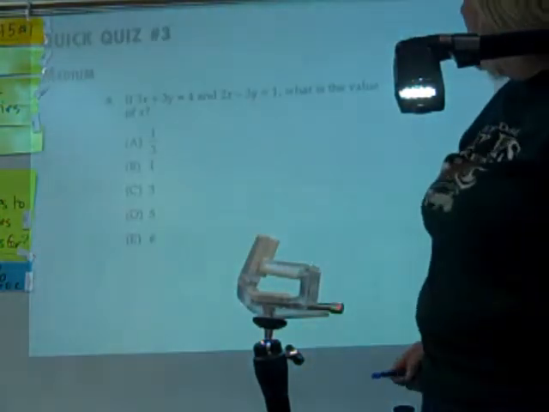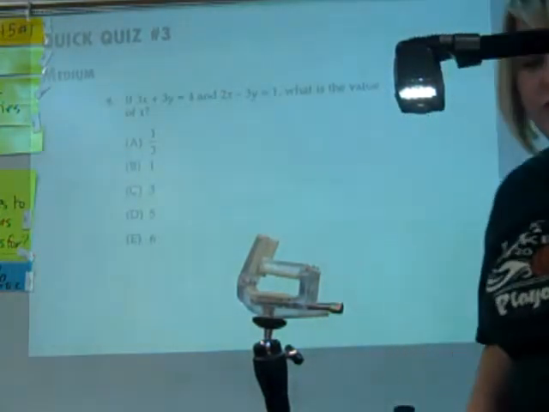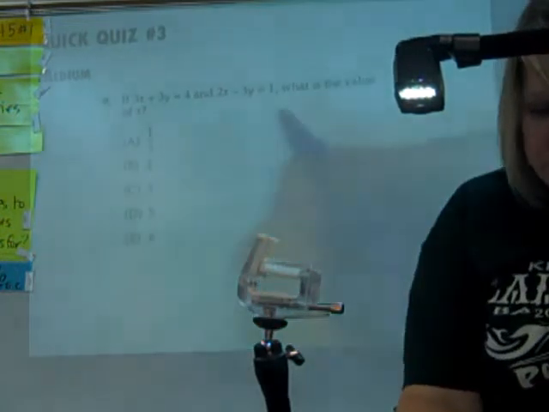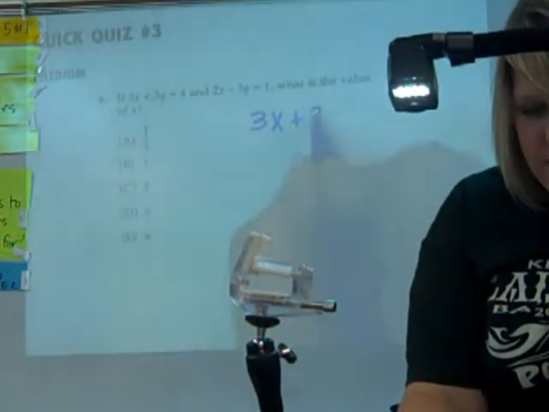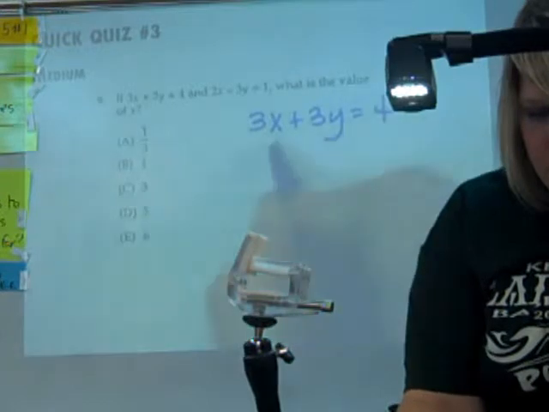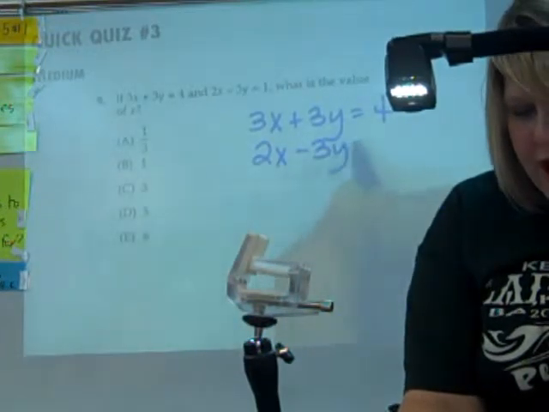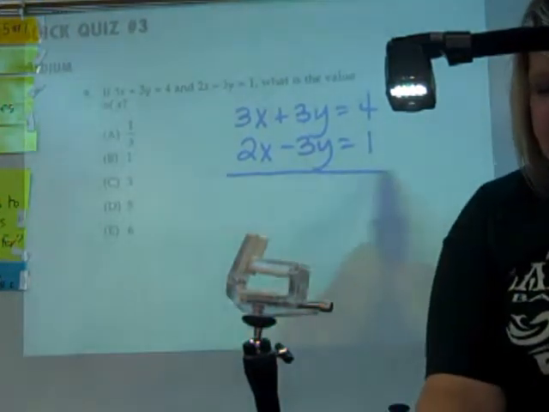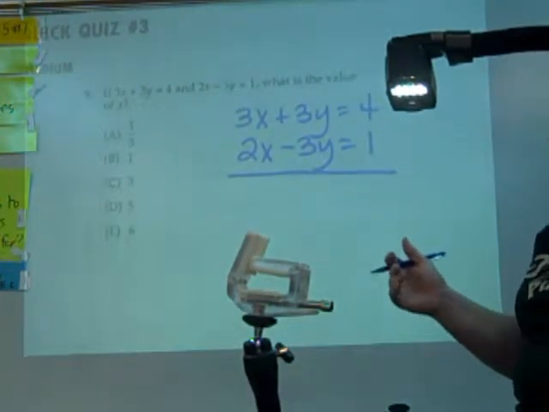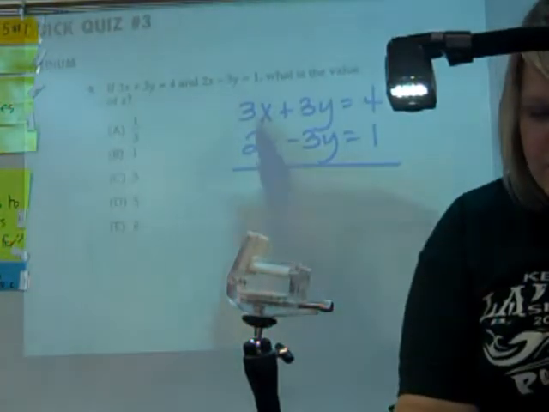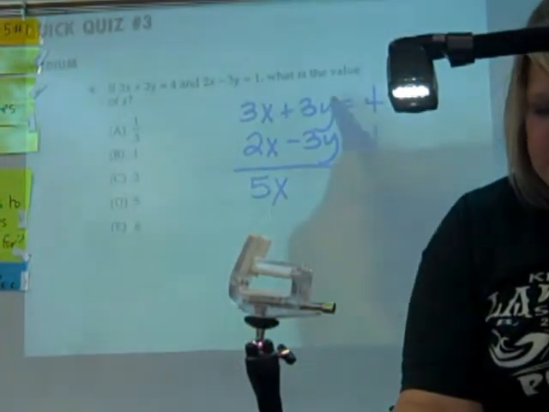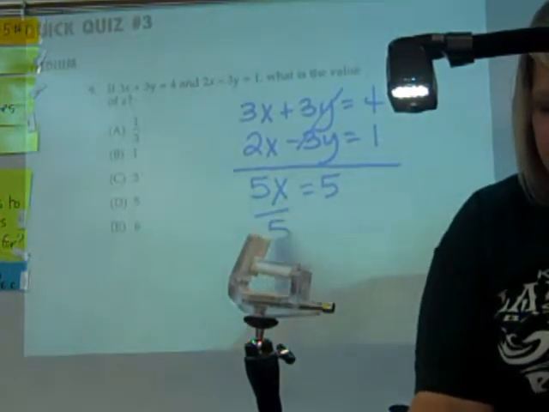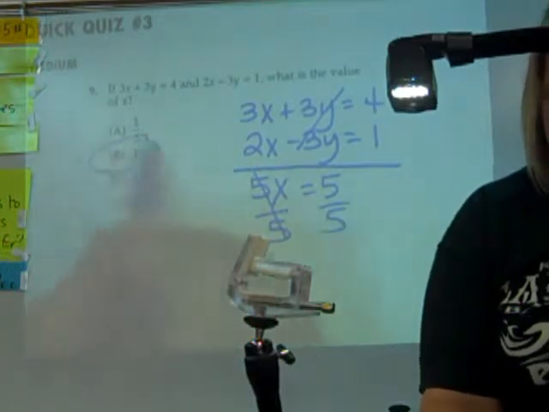Okay, so here again we have two equations with two variables, and they're asking us for the value of one of the variables. So you'll stack up the equations, one on top of the other, and either add them or subtract them. And you want one of the variables to cancel out. So in this case I can see if I just add straight down, the y's will cancel out. So 3x plus 2x is 5x. The y's cancel. 4 plus 1 is 5. So x would be 1.